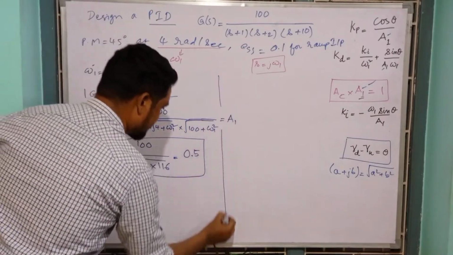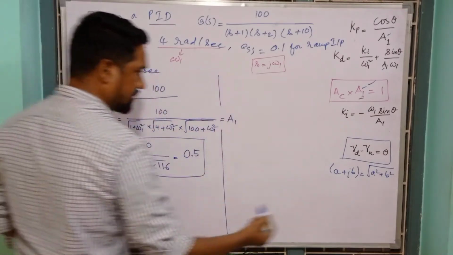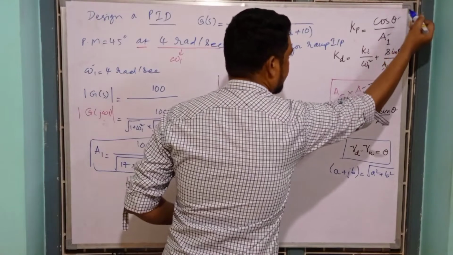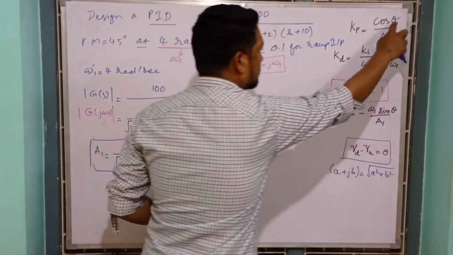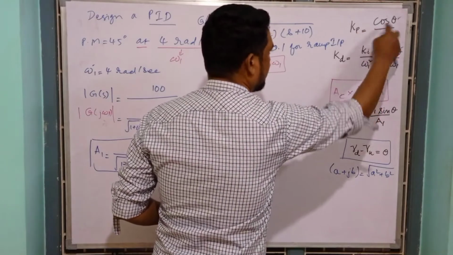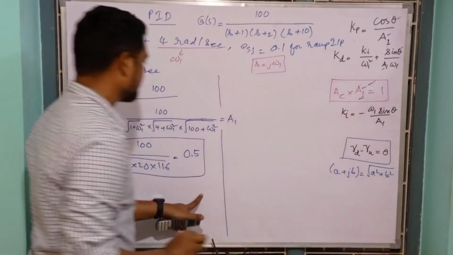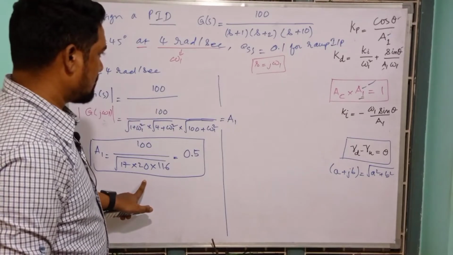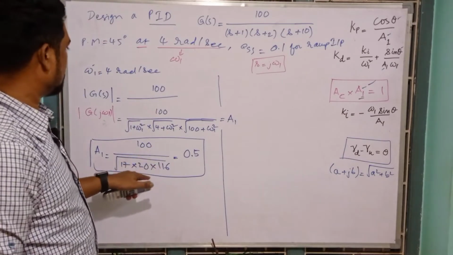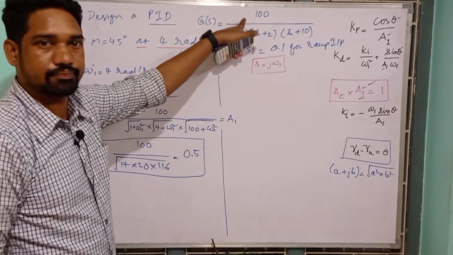So how to evaluate for theta? We need theta, isn't it? We need theta from here and here. We need to plug in theta over these expressions. For kp we need to plug in, and kd we need to plug in, right? So we need to go for the phase angle expression for this one angle.